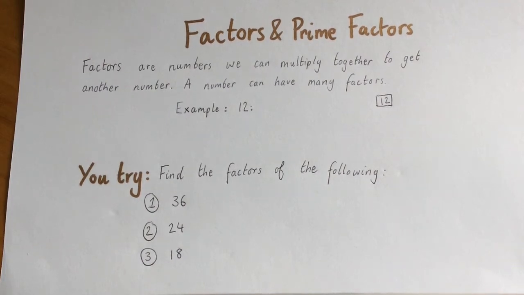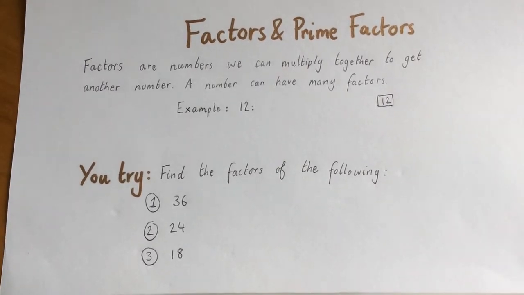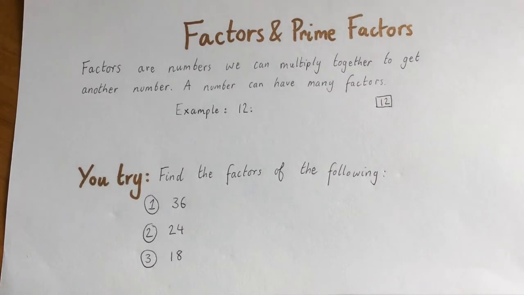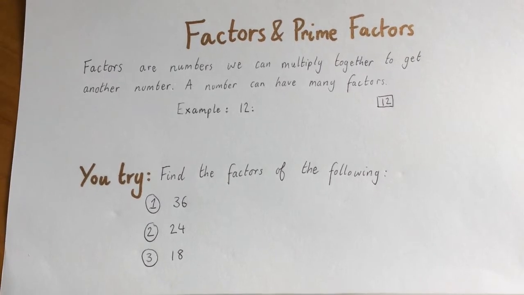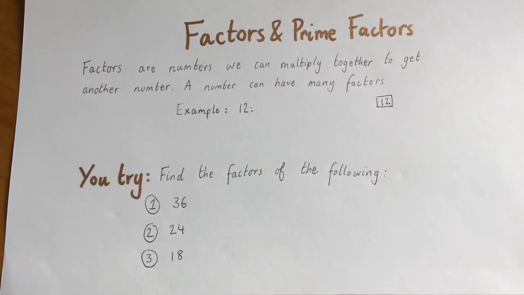In this math video, we're learning about factors and prime factors. Factors can be any number. They are numbers that we can multiply together to equal another number. One number may have many factors. The example that I've got here today is the number 12.